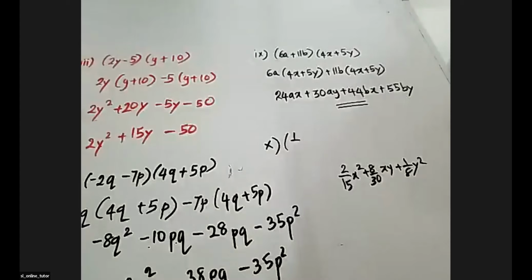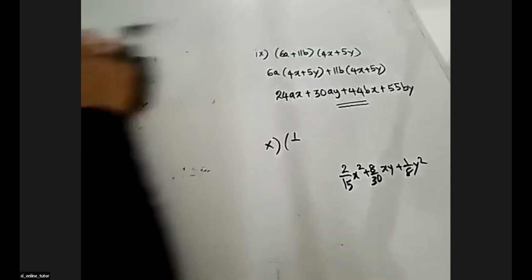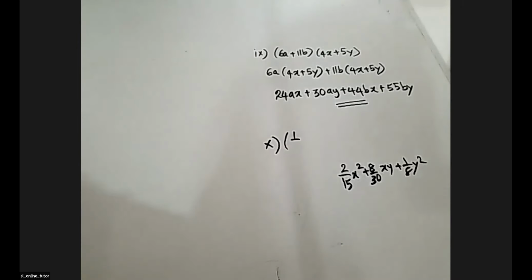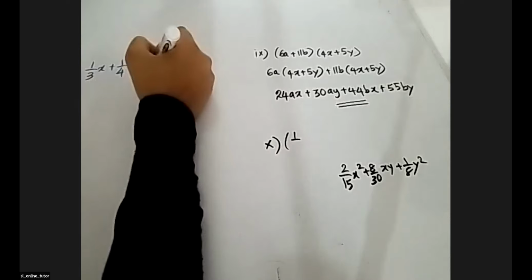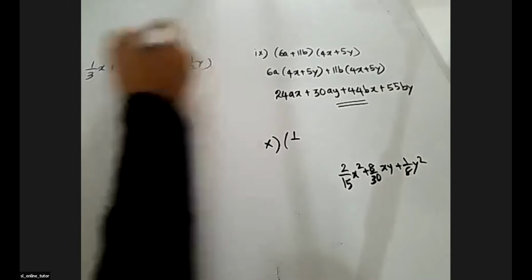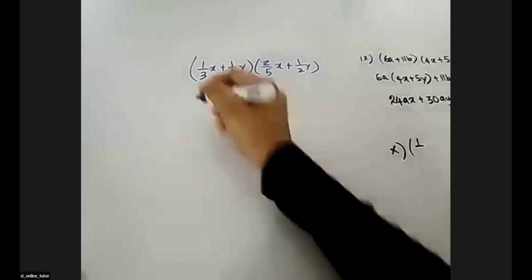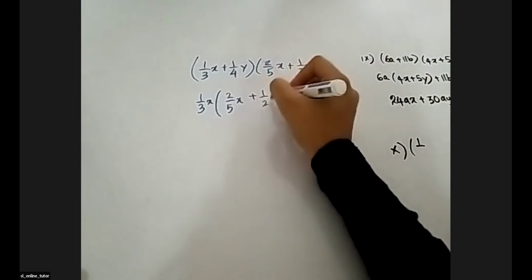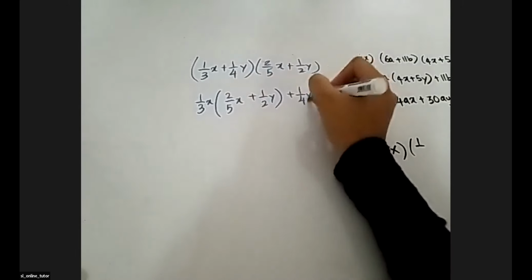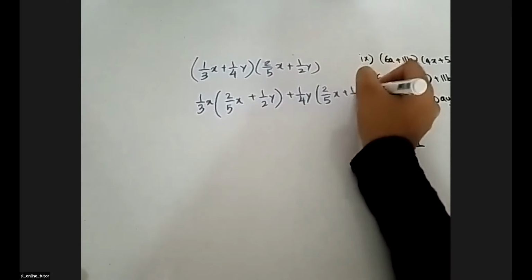2 over 15 x squared plus 8 over 30 xy plus 1 over 8 y squared. Okay, let's see whether her answer is correct. It looks complicated, the fractions, but we'll see how we can do it easily. Right, here see 1 upon 3x plus 1 upon 4y, 2 upon 5x plus 1 upon 2y. Now look at the board. I'm going to multiply 1 upon 3x taken out, 2 upon 5x plus 1 upon 2y. Then again 1 upon 4y taken out, we write the same 2 upon 5x plus 1 upon 2y.